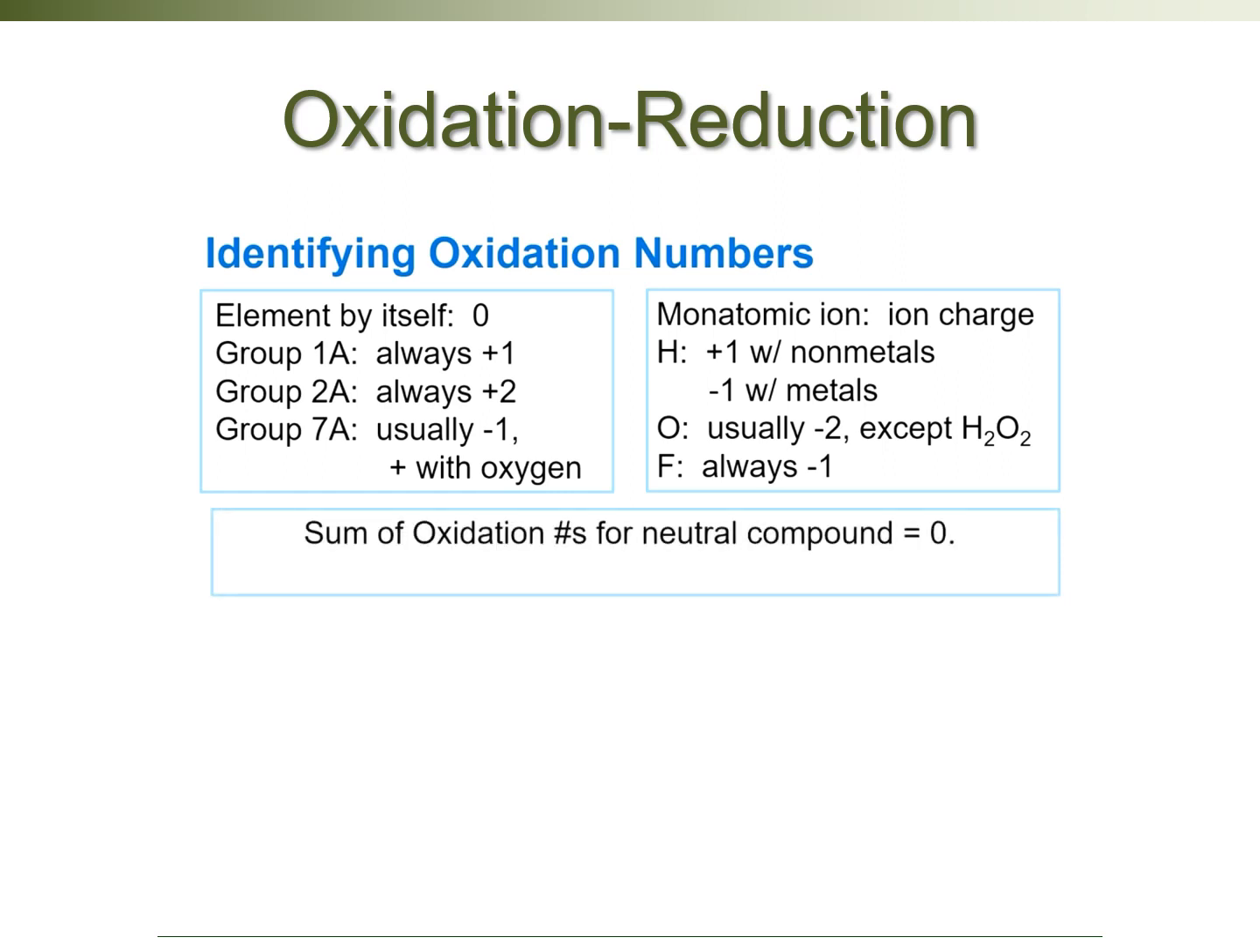The sum of oxidation numbers for any neutral compound has to equal 0. So if you have two elements in your compound, then the sum of their oxidation numbers has to equal 0. The sum of oxidation numbers for polyatomic ions is going to be equal to the ion charge.